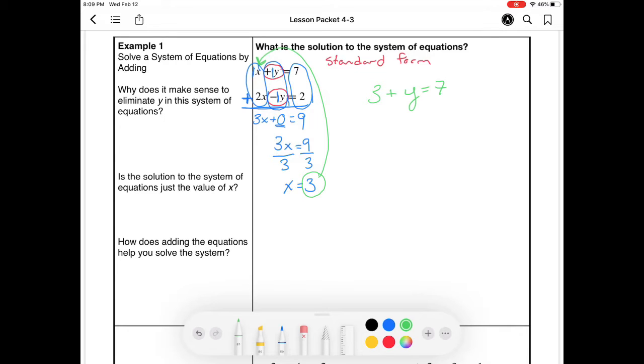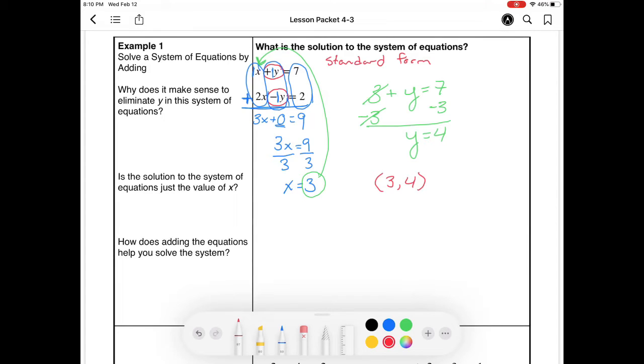So to solve this, I want to subtract 3 from each side using my inverse operations to get rid of a positive 3, and I'll be left with y equals 4. So that was a really simple way to get my ordered pair and get my solution for the system of equations. So my solution is 3 comma 4. And if you guys remember, that's the place where the two lines intersect if we were looking at a graph.